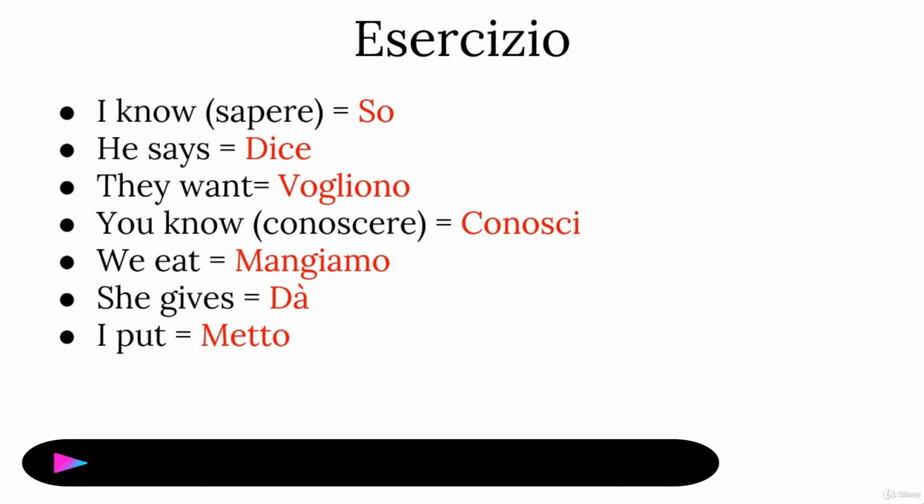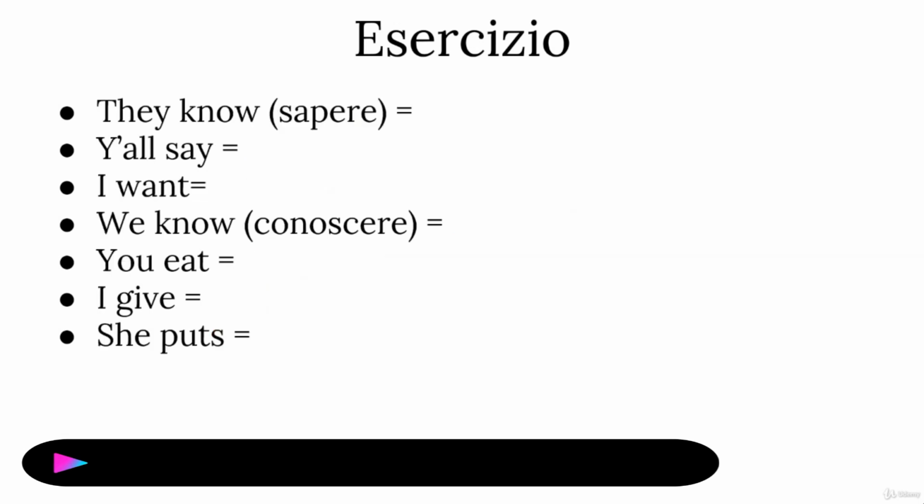So, I know, so. He says, dice. They want, vogliono. You know, conosci. We eat, mangiamo. She gives, dà. Did you remember the accent here? I put, metto. Great. Perfect. So let's do another exercise.